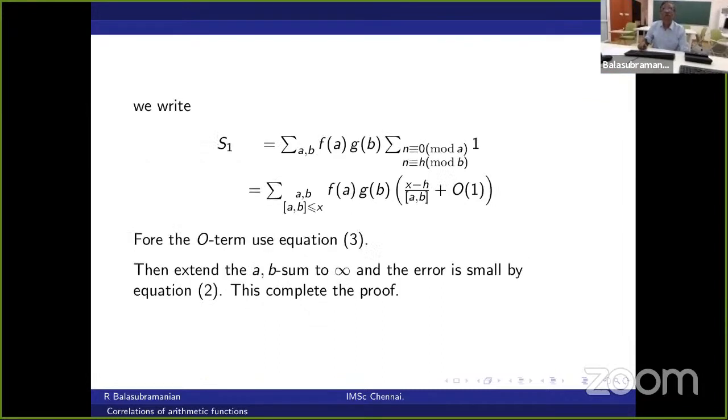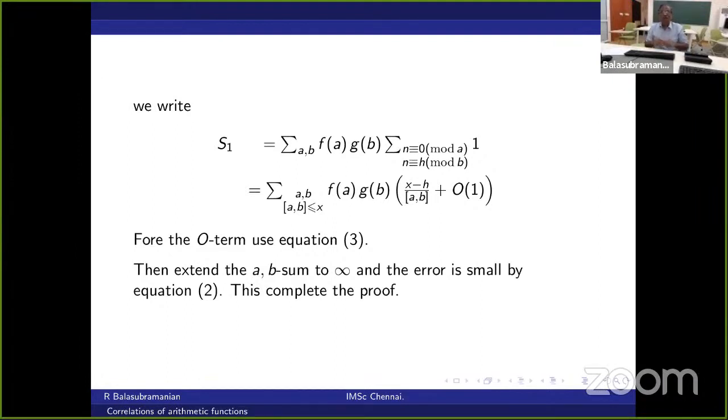And now you have to bother about the S1, and the obvious way is in S1 to interchange the summations. When you interchange summation, you have a summation over A, summation over B, f of A, g of B, n congruent to 0 modulo A, n congruent to h modulo B. And therefore, this is summation AB not exceeding x, f of A, g of B, x minus h by AB as to be expected, plus order of 1.